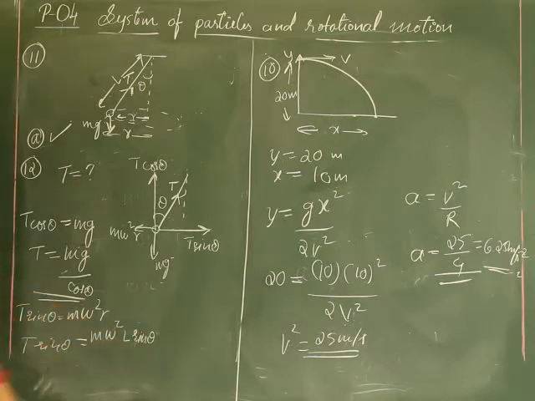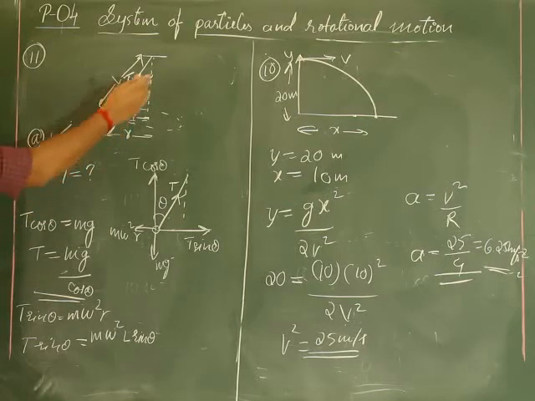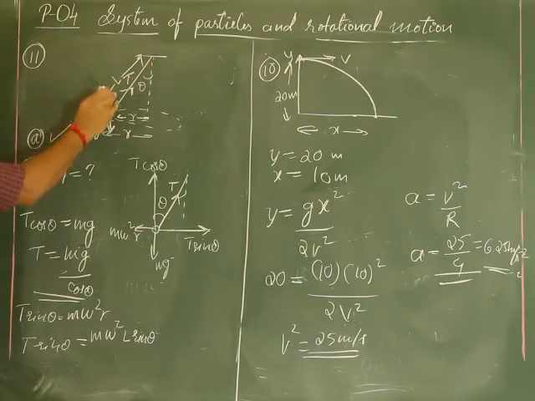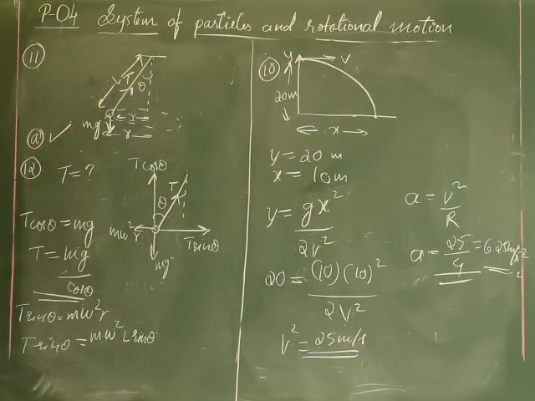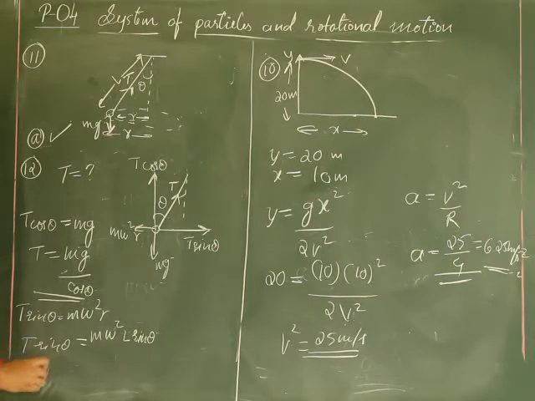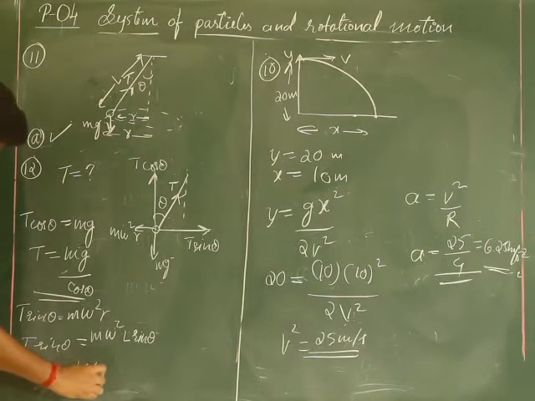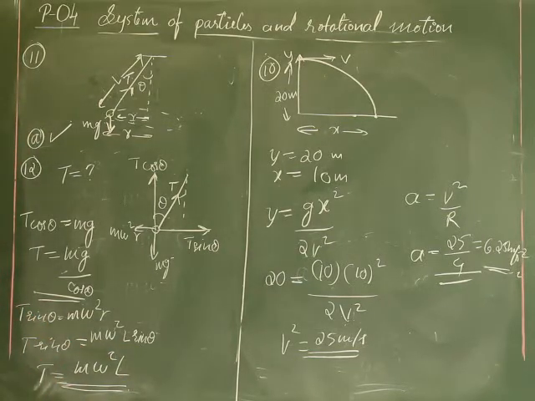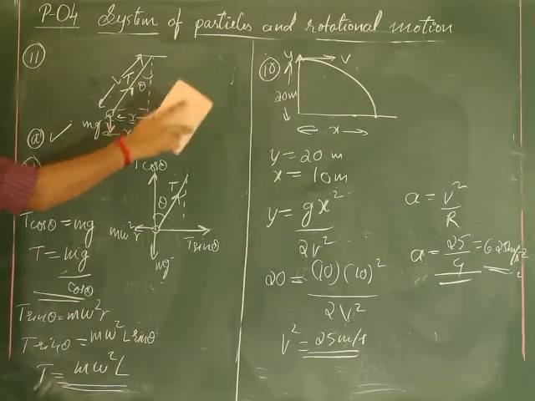Because sin theta equal to opposite side by hypotenuse. What is the opposite side? This is r, this is L. So r is L sin theta. Okay, so sin theta we can cancel there. So T will be written as m omega square L. So the tension value we got to know, m omega square L, I got. So I will continue here.